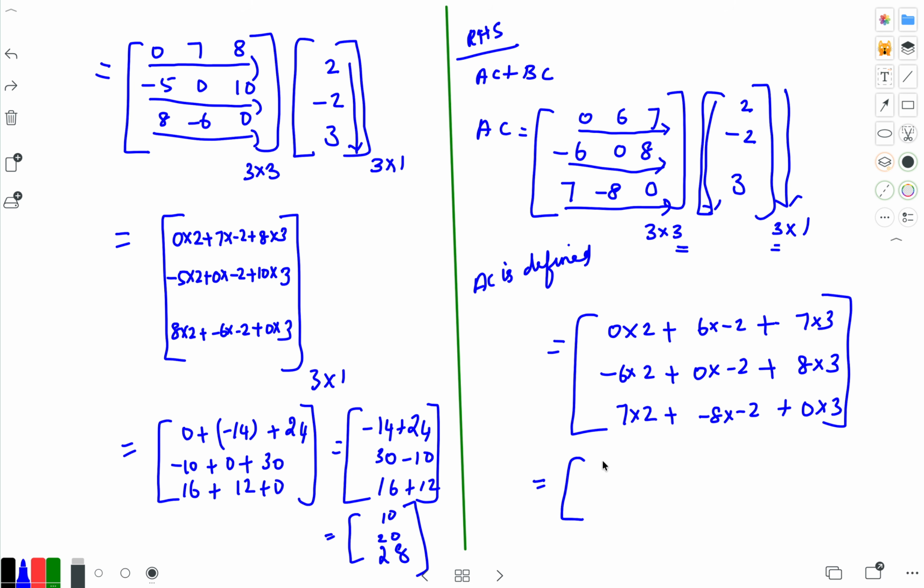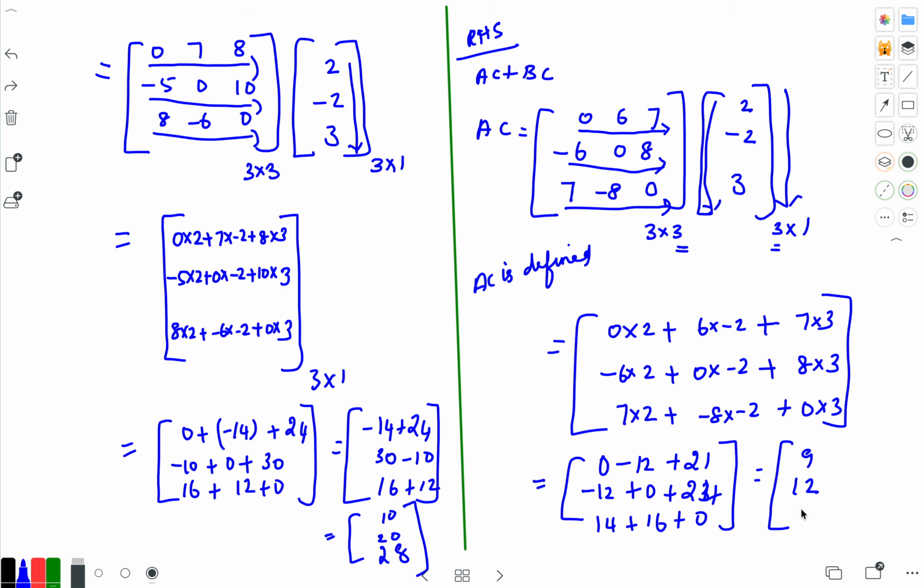That is 0 minus 6 times 2 is minus 12 plus 21. Next, minus 12 plus 0 times minus 2 is 0 plus 8 times 3 is 24. Then 7 times 2 is 14 plus 16 plus 0. So 21 minus 12 is 9. 24 minus 12 is 12. 16 plus 14 is 30.